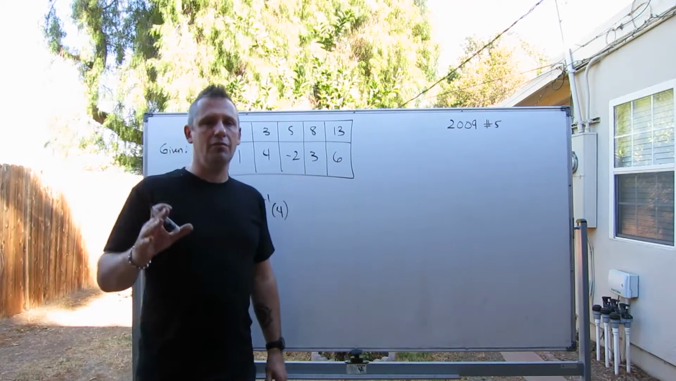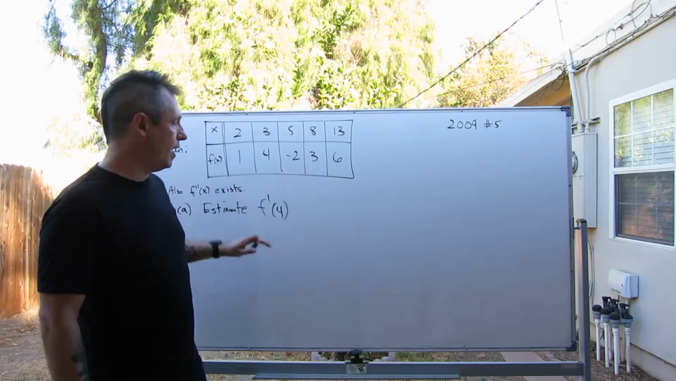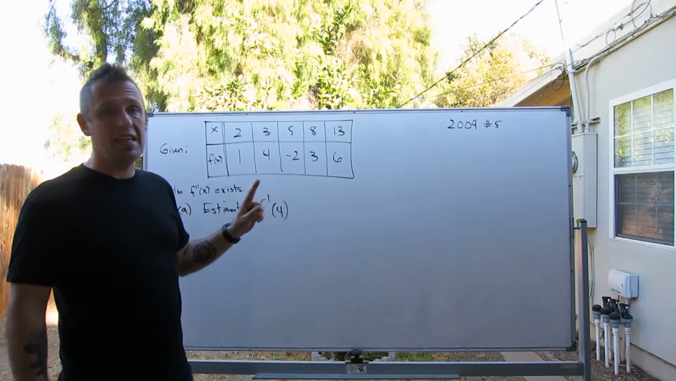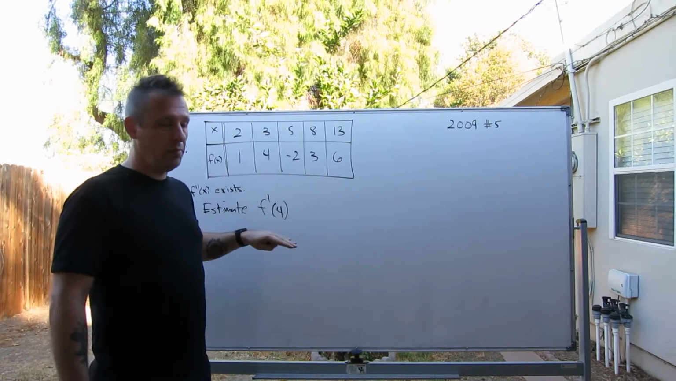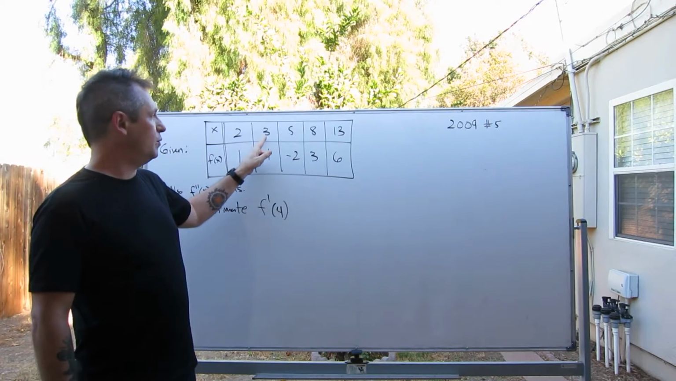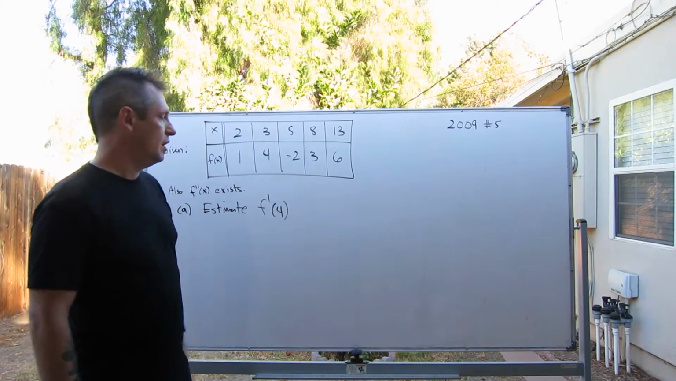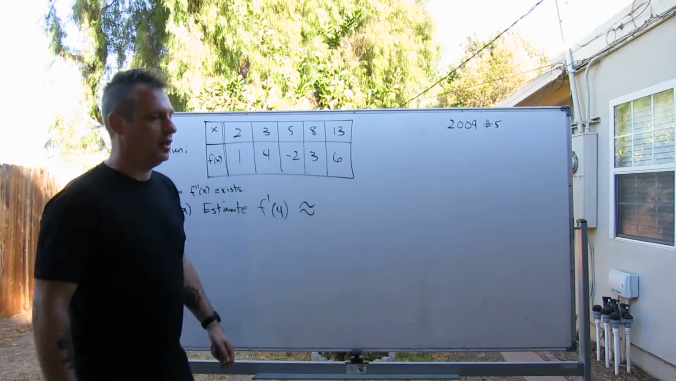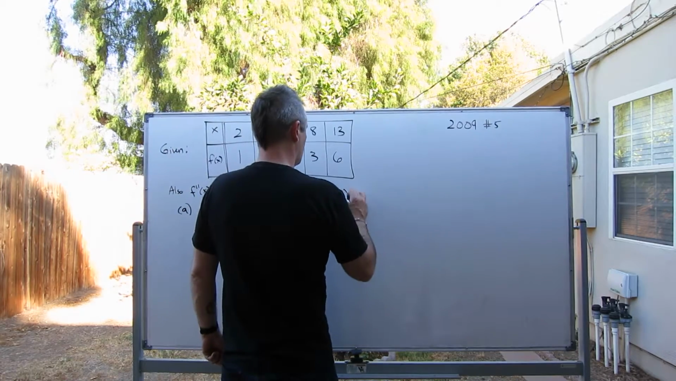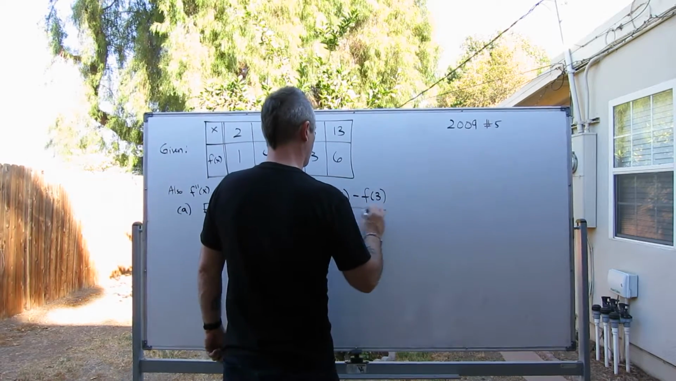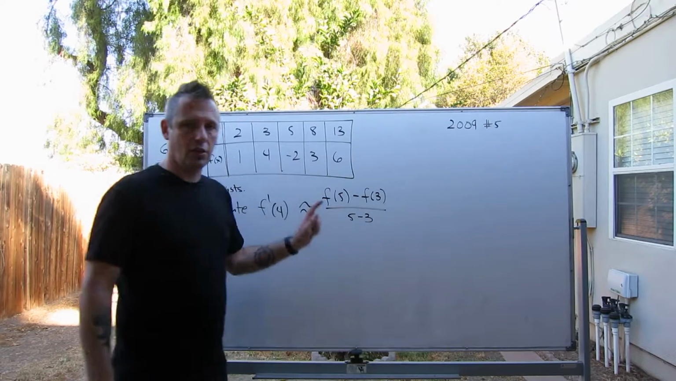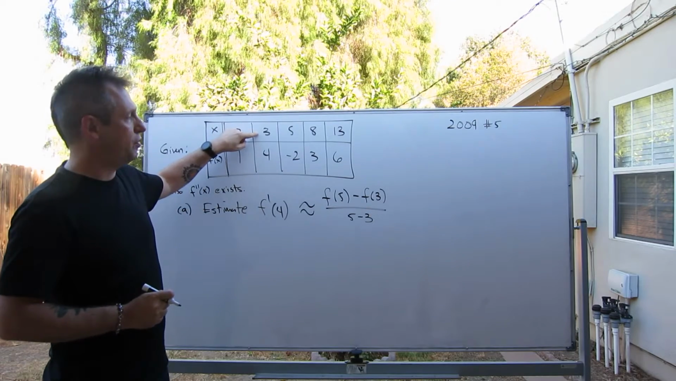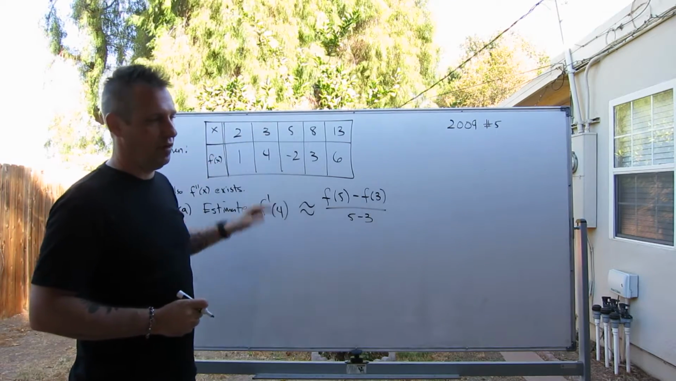I think the most obvious and probably best estimate for what f prime is, given the information we have, is to find the slope of the secant line from points around 4. Namely, we have x values for 3 and 5. So I think my answer is that f prime of 4 is approximately f of 5 minus f of 3 over 5 minus 3. This is literally the slope of the secant line that passes through the points (3, f of 3) and (5, f of 5).